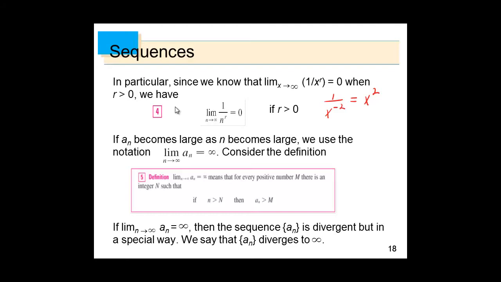Okay? So again, what you want to remember is whenever the numerator has a finite limit, and the limit of the denominator is infinity or negative infinity, the ratio has limit 0.